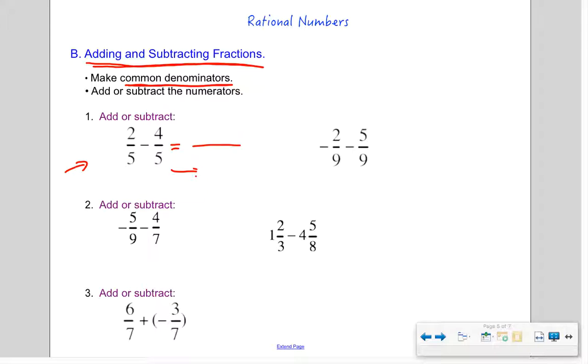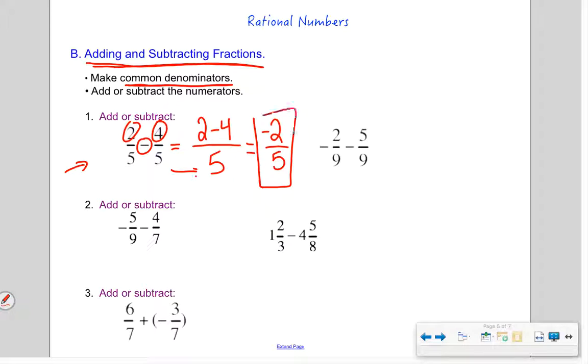Sorry, it's a bit messy. And then on the top, we just do 2 minus 4. 2 minus 4. I'm going to write it out in some in-between steps just to really help us understand what's going on. 2 minus -4 is -2/5. Okay, the negative team wins by 2 points. Okay, so that's our first example there.